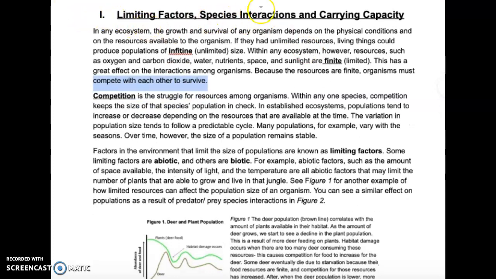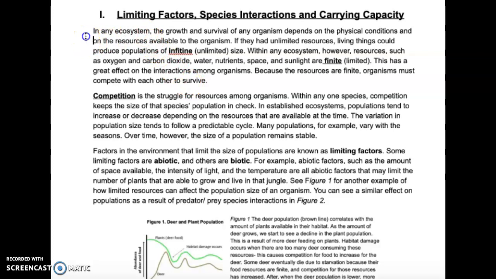Section 1, limiting factors, species interactions, and carrying capacity. In any ecosystem, the growth and survival of any organism depends on the physical conditions and on the resources available to that organism. If they have unlimited resources, living things could produce populations of infinite or unlimited size. Within an ecosystem, however, resources such as oxygen, carbon dioxide, water, nutrients, space, and sunlight are finite, meaning they're limited. This has a great effect on the interactions among organisms. Because the resources are finite, organisms must compete with each other to survive.